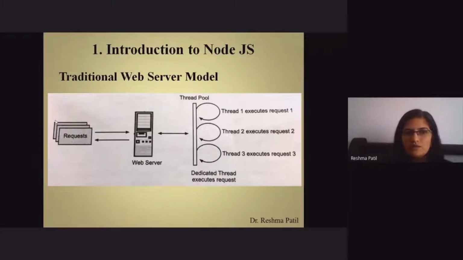This is a request from the client side. Here is your server, and this is a thread pool. If one request is there, one thread is associated with that request. If a second request comes, a second thread is there. If a third request is there, a third thread will be there for executing that particular request of the user. So this is a thread pool.